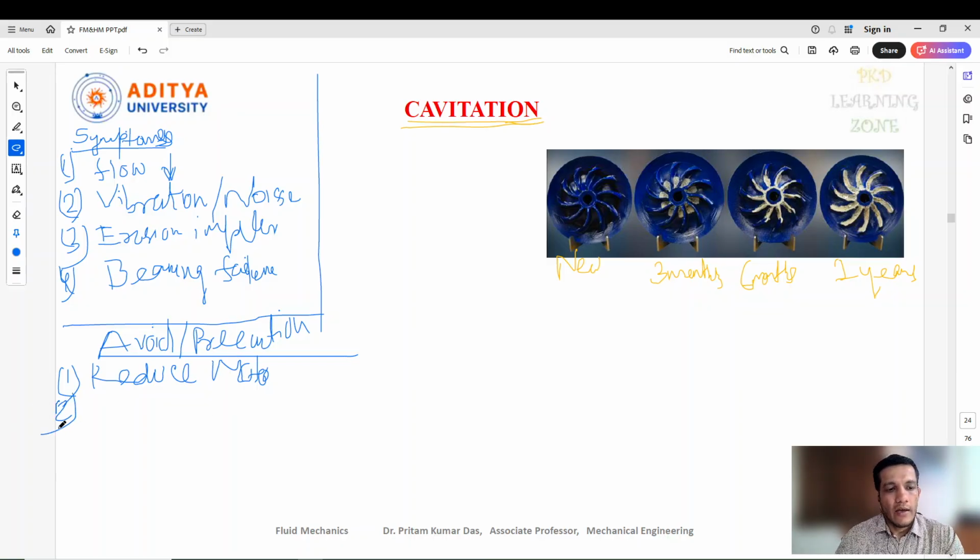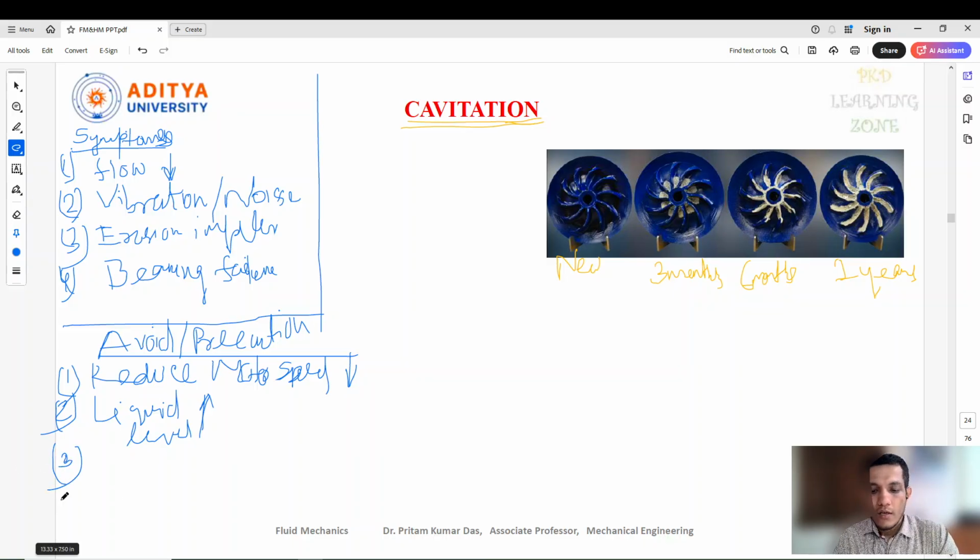And second one is, we can look at the liquid height or the liquid level. Just increase the level from which the liquid is supposed to be transported, or delivered. So the liquid level needs to be increased. Motor speed, this is reduced, this is decreasing, and the liquid level needs to increase.